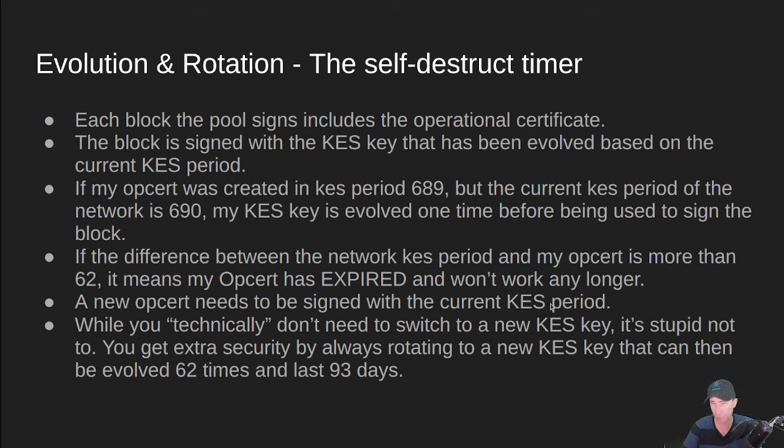Now, you could technically get away with never rotating your KES key, switching to a new one, but if you have to put a new opcert out there anyway, you might as well sign a brand new, newly generated KES key just for security purposes. It's silly not to. And then your new KES key can then be evolved 62 times, and that lasts you another 93 days. Now, you can rotate your opcert and KES key more often than that if you choose to. There's nothing that says you can't, as long as it's always incremented by 1.